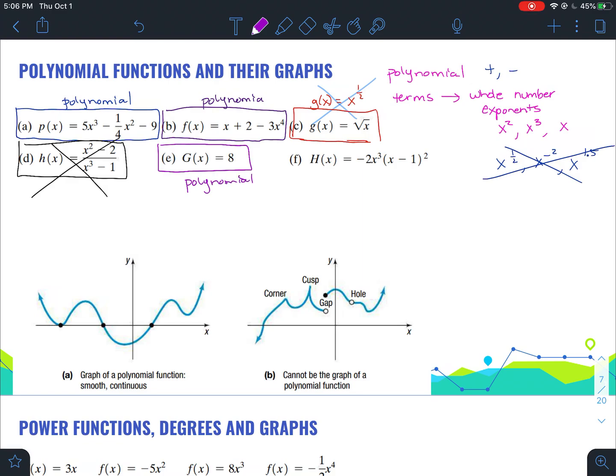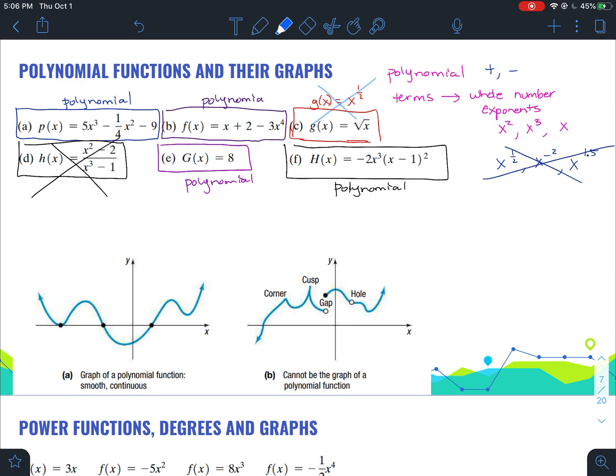It's a constant expression. And then our last one, h of x equals negative 2x to the third times x minus 1 squared. If we were to multiply this all the way out, all of the terms that I would get would be whole number exponents, and we would be okay. So that would also be a polynomial expression. So that's how you can tell if a function is polynomial or not, just based on its equation.